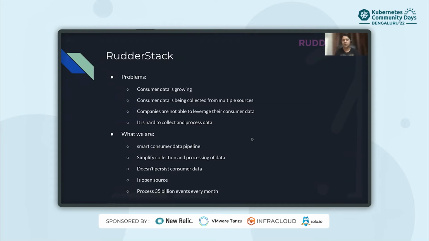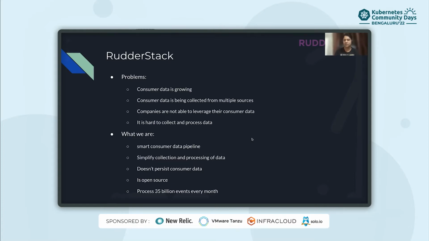One of the things we all know is that consumer data is continuously growing. Data is distributed across many places. There is SaaS sprawl, so we have data in a lot of different places, and it is really hard to collect that data. So we are building an open source solution where we don't persist any data. We simply take the data from the input and send it to defined destinations.